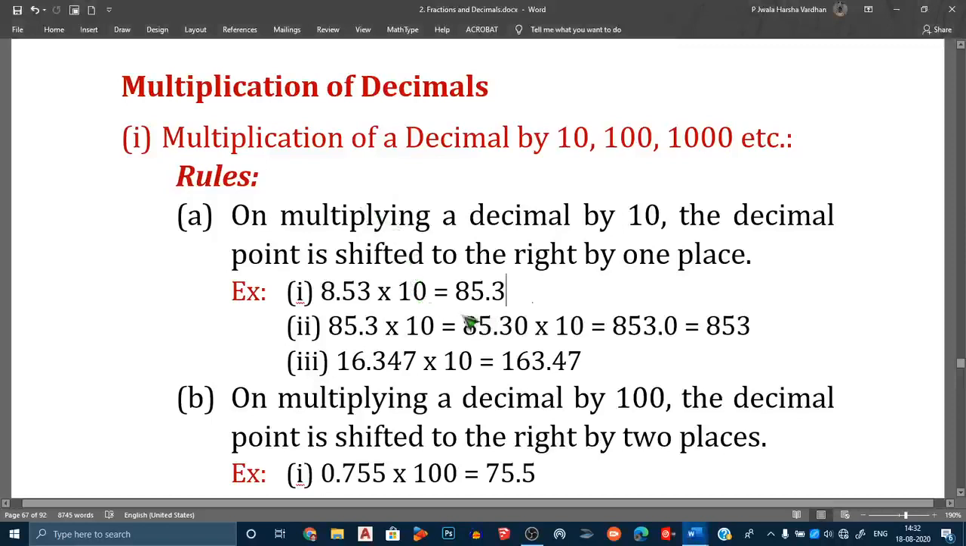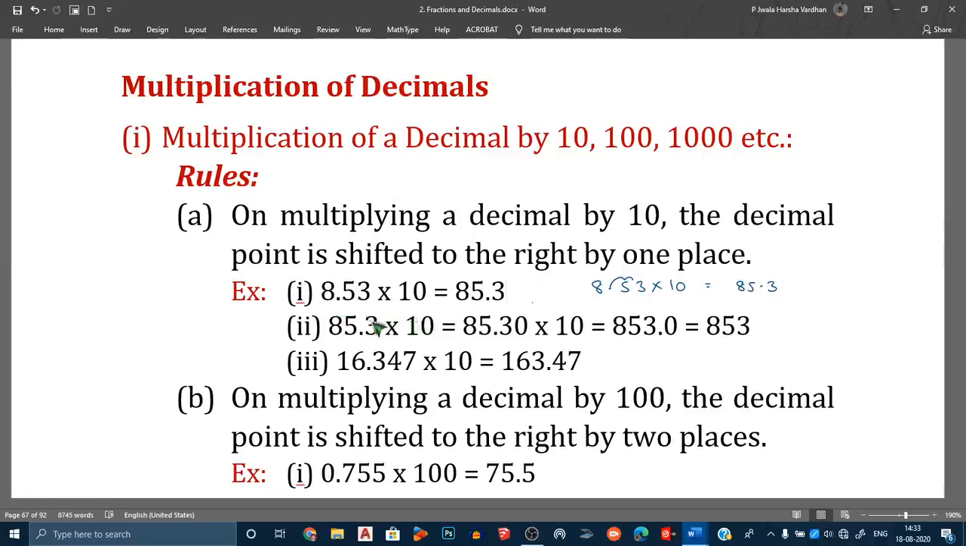So now it is 8.53 into 10. After shifting this decimal point to the right side, after leaving one digit, you can write it as 85.3. Observe here, you are multiplying 8 with 10, which means the value of 8.53 will increase 10 times. Means 80, you will get the 80 here. You see here 85.3. That's why you are getting 85.3 here.